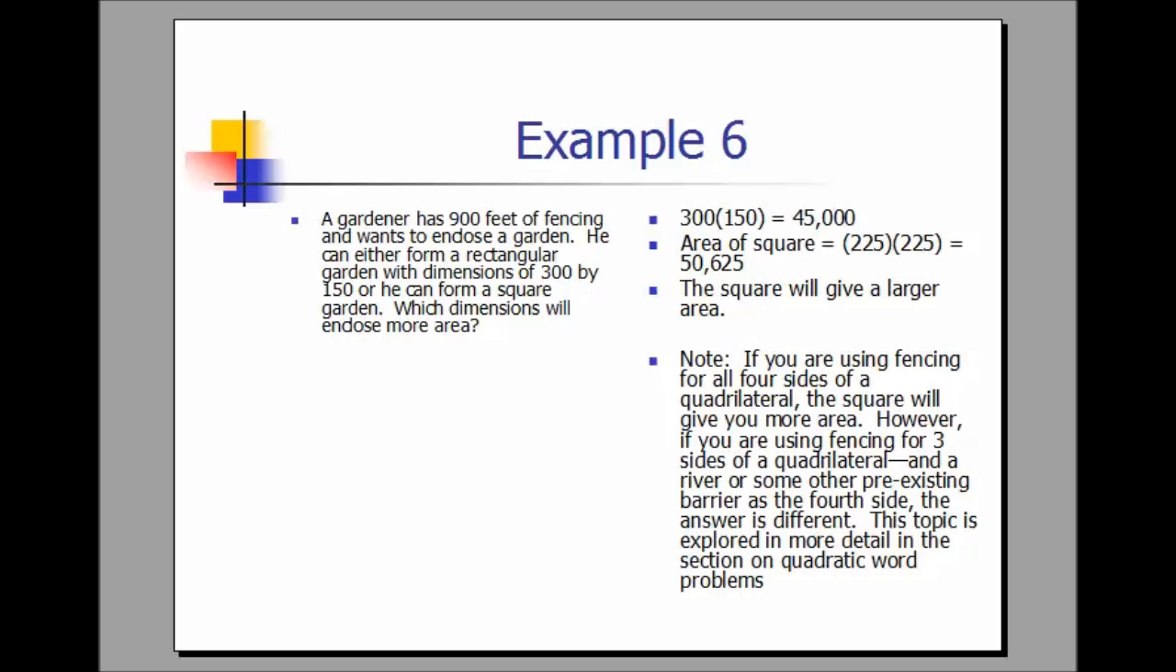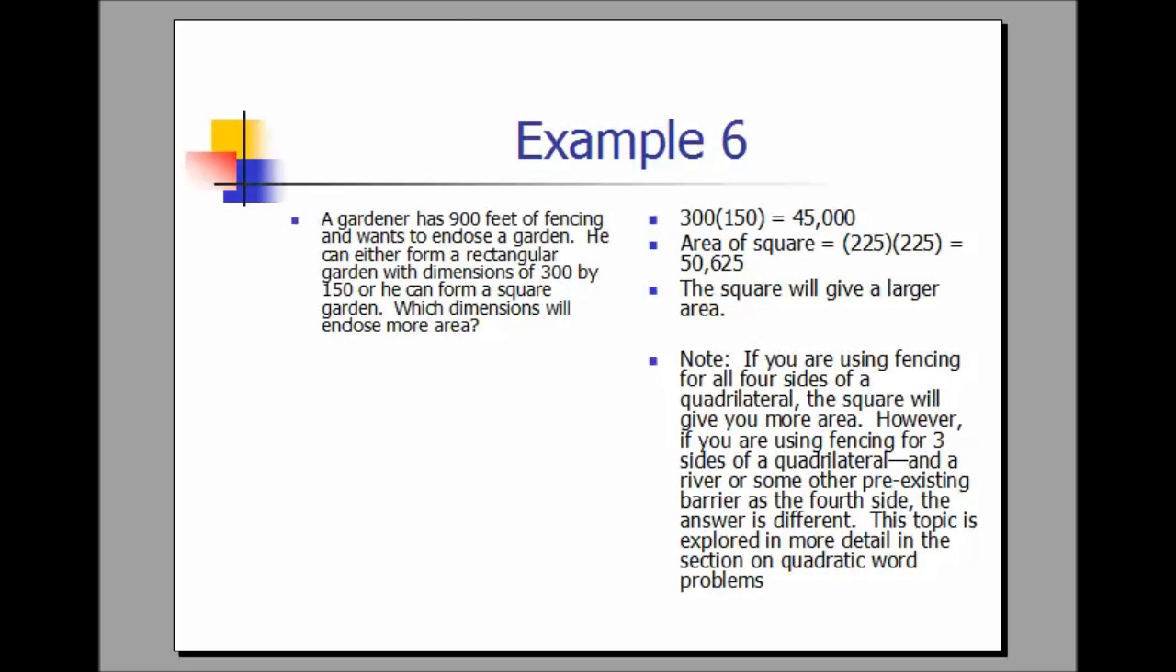However, if he decides to form a square garden, each side will be 225 feet, and finding the area of the square is 225 times 225, which is 50,625. The square will give a larger area.